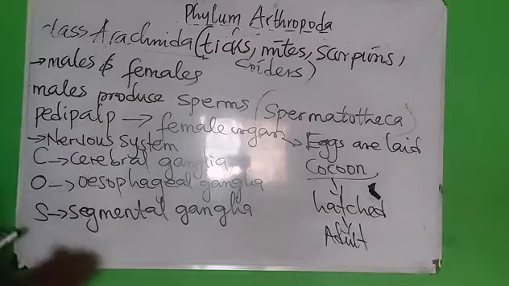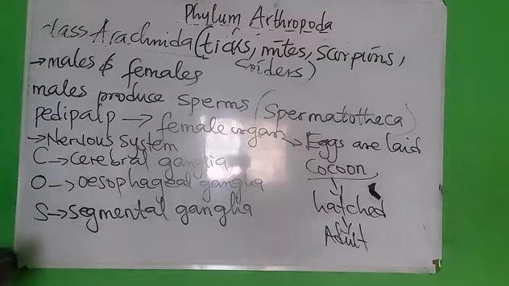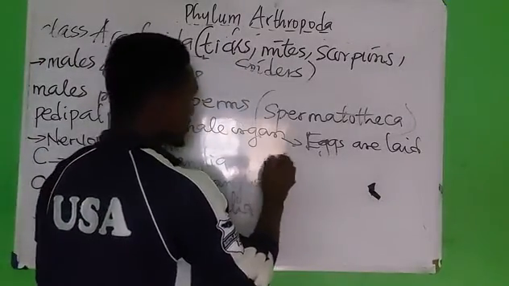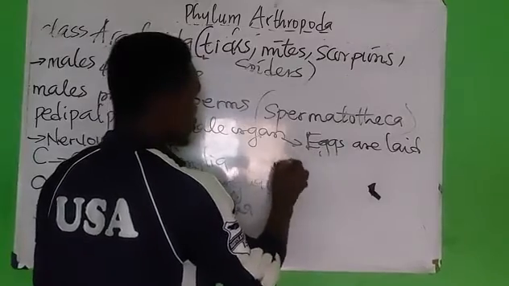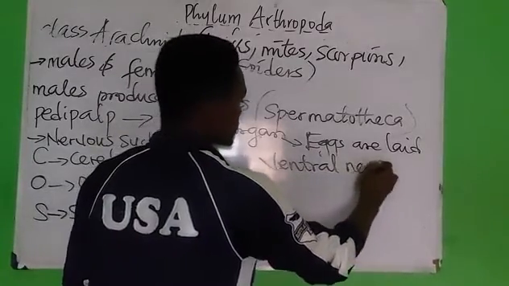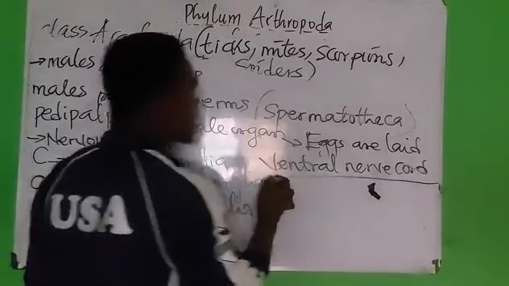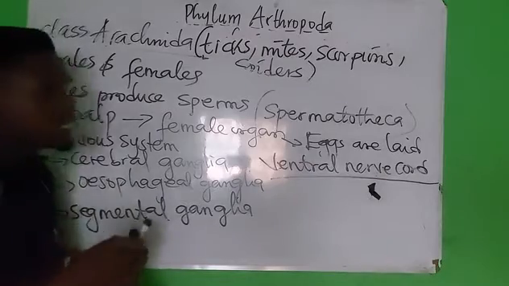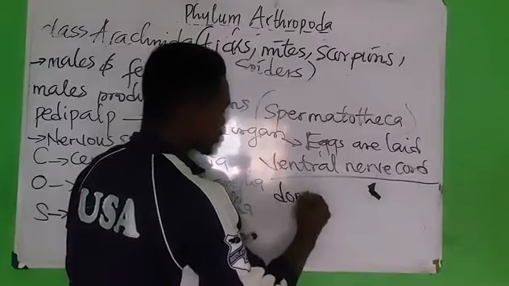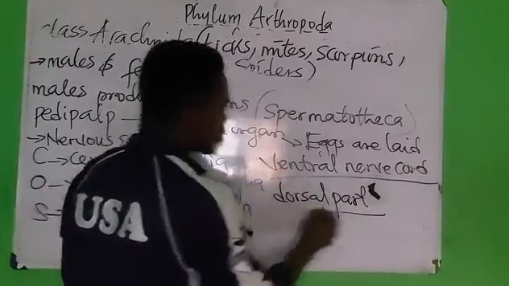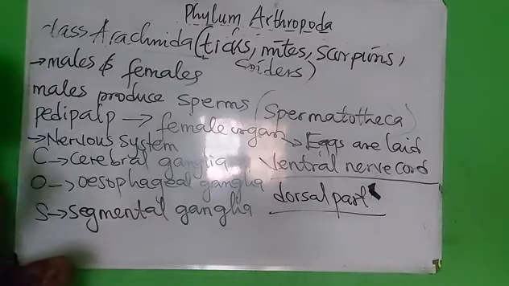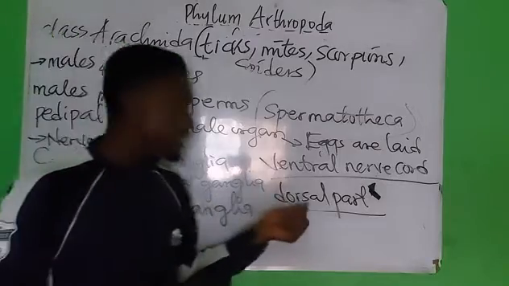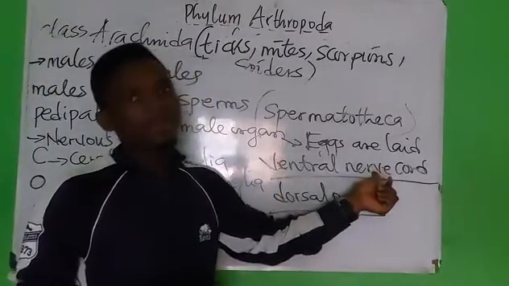All these ganglia, the cerebral, esophageal, and segmental ganglia, are connected by what is called the ventral nerve cord. So please take note that the simple eye found in the prosoma of spiders is situated in the dorsal region, or dorsal part. All right. Take note of that. These three ganglia are connected together by the ventral nerve cord.